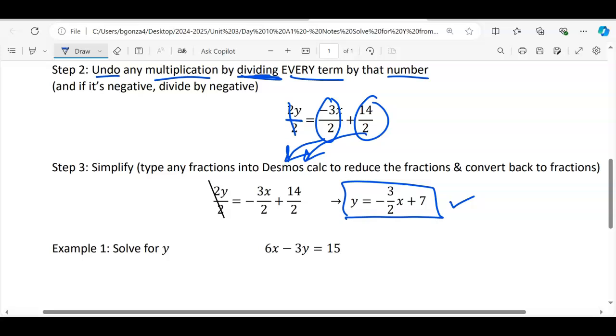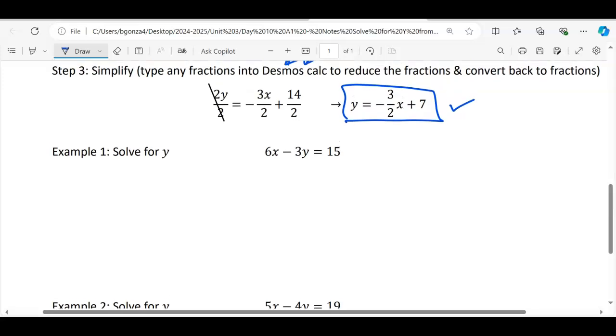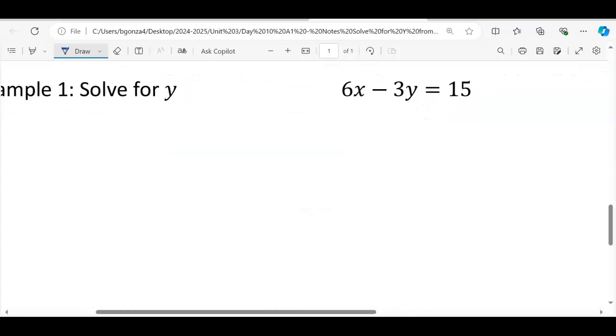Does that sound familiar? We've done that on a couple of warm-ups already, okay? It was also on test 1 for some reason. But let's do some examples. Example number 1, solve for y. All right, here we go.